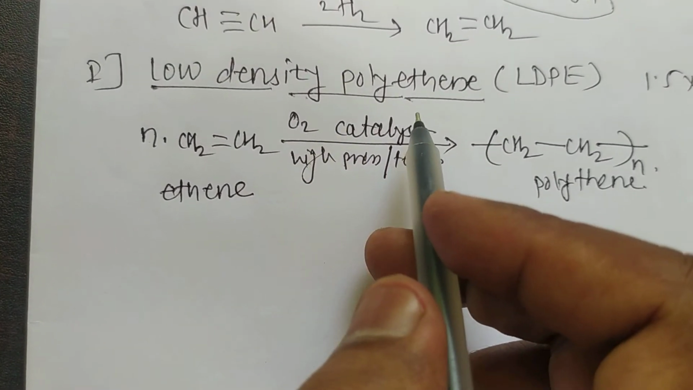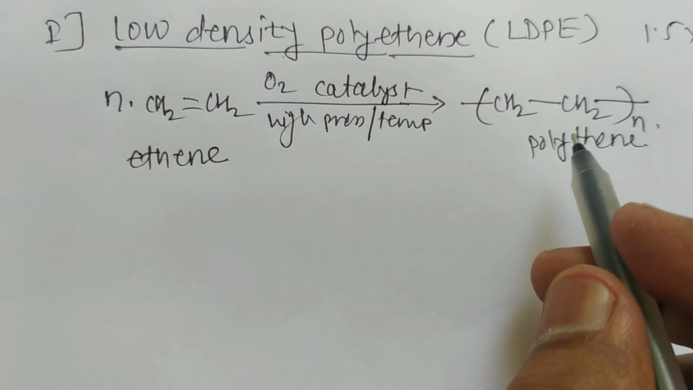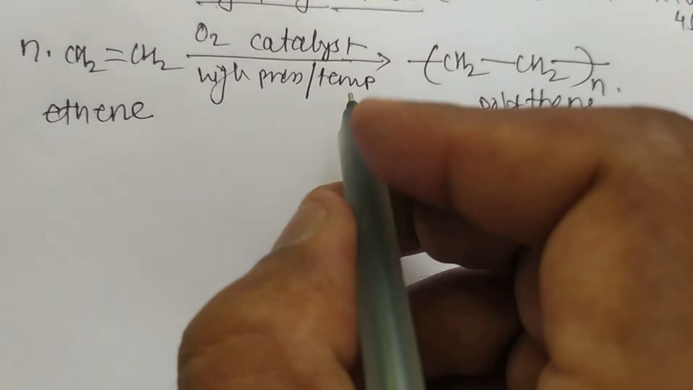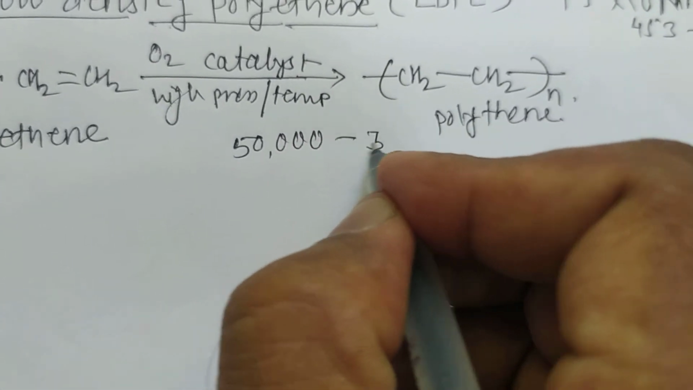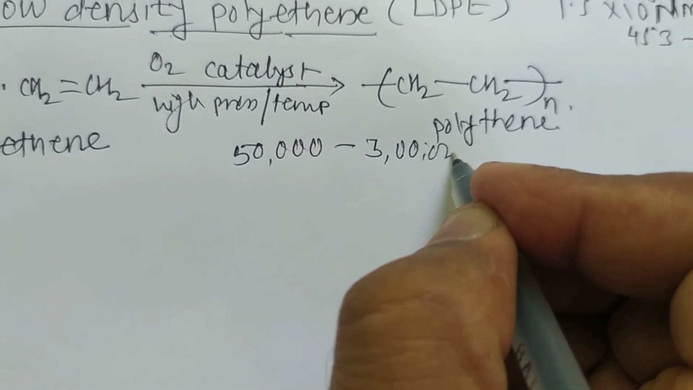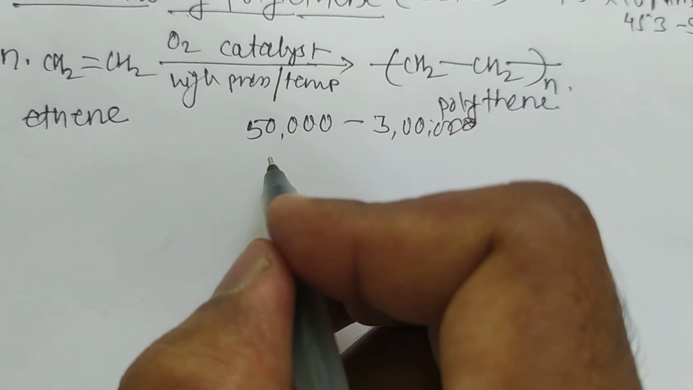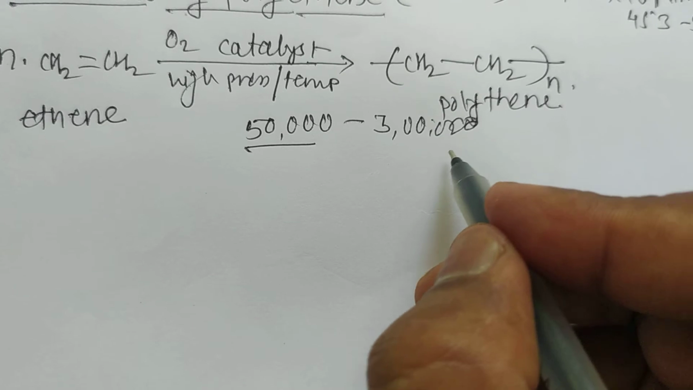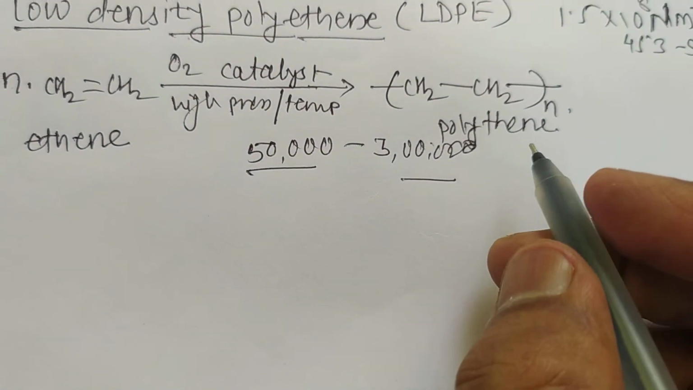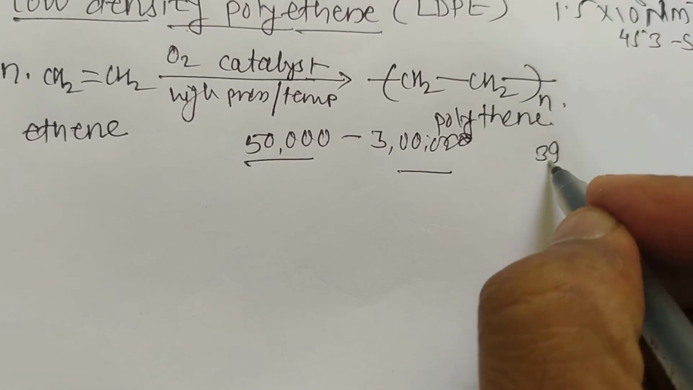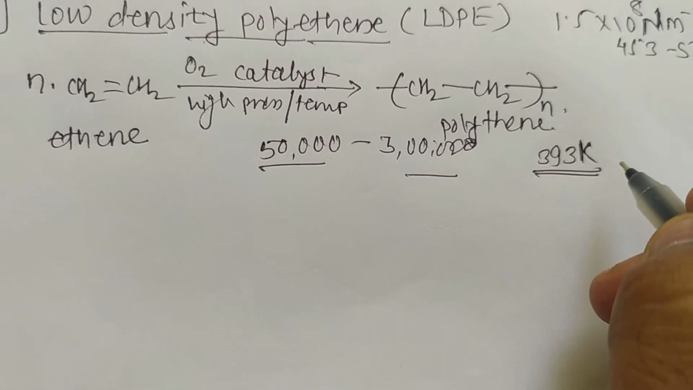This LDPE consists of branches, and the formula weight of LDPE ranges between 50,000 to 3 lakh. Means its molecular weight lies between 50,000 to 3 lakh. It softens at low temperature, near about 393 Kelvin, means it starts softening at 393 Kelvin.